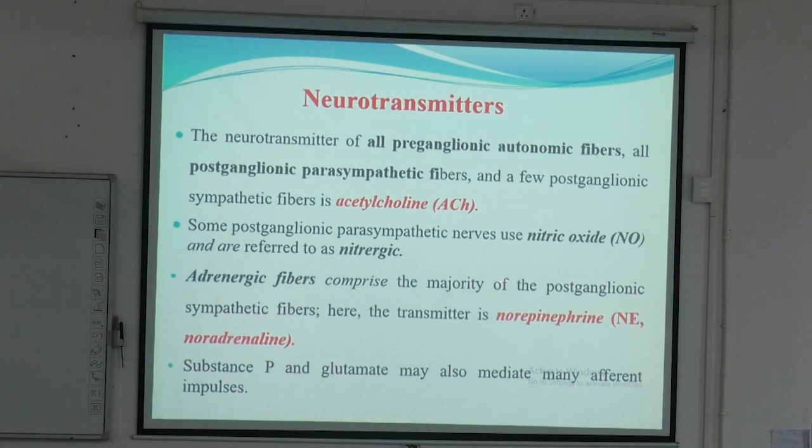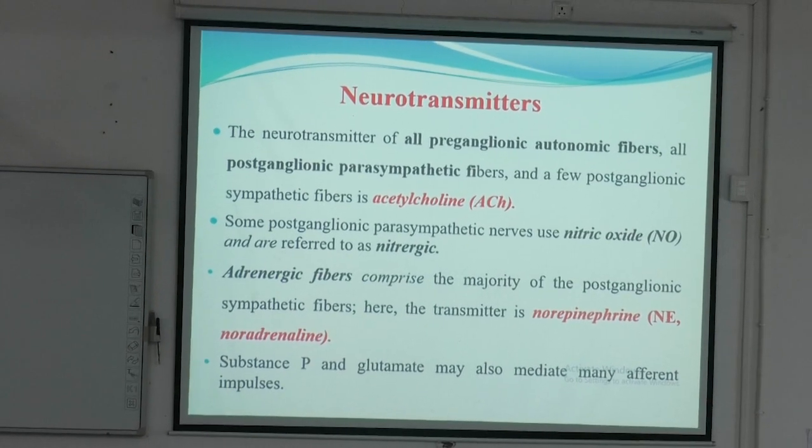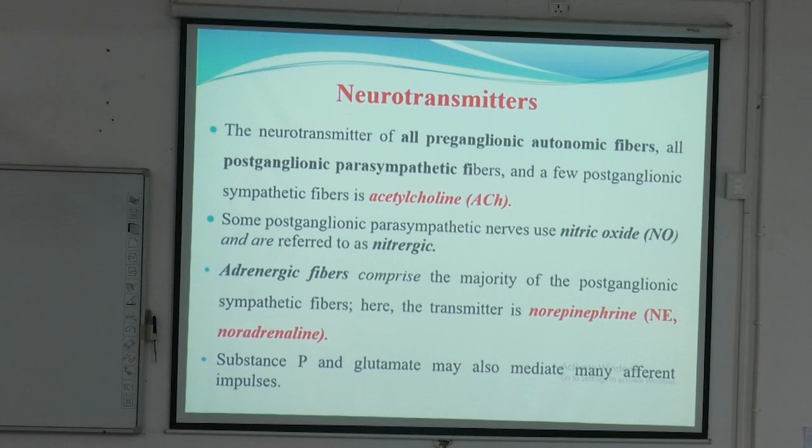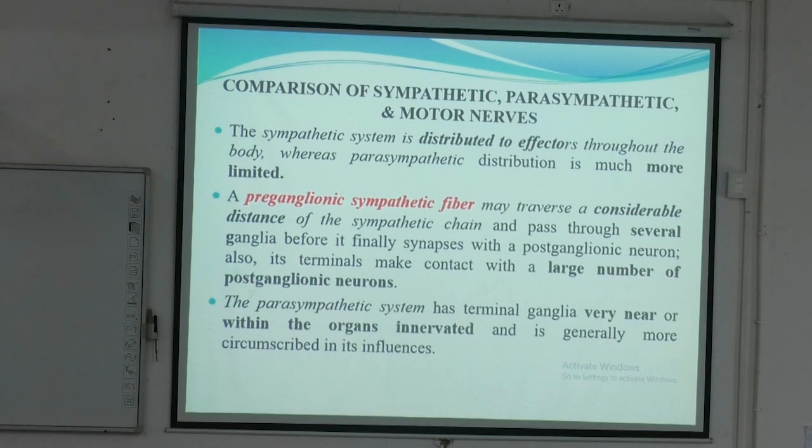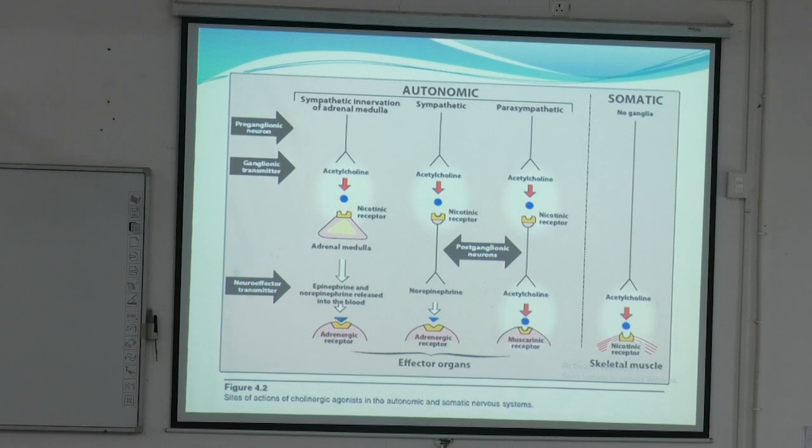Adrenergic nerve fibers comprise the majority of the postganglionic sympathetic fibers. So among sympathetic postganglionic fibers, the majority are adrenergic fibers, where the neurotransmitter is mainly norepinephrine. In some sympathetic postganglionic fibers, the neurotransmitter is acetylcholine. But in all parasympathetic postganglionic fibers, the neurotransmitter is acetylcholine. And substance P and glutamate are present in some of the neurons, but that is not important. So for comparison, this is the same thing. Just remember what I have discussed.